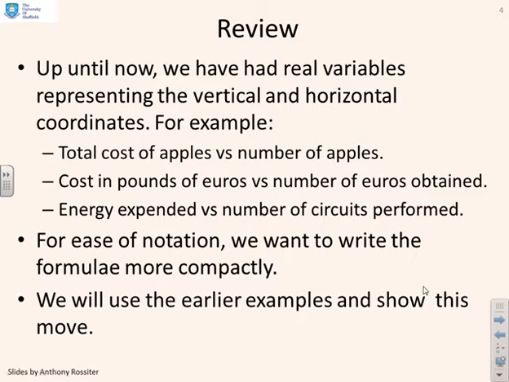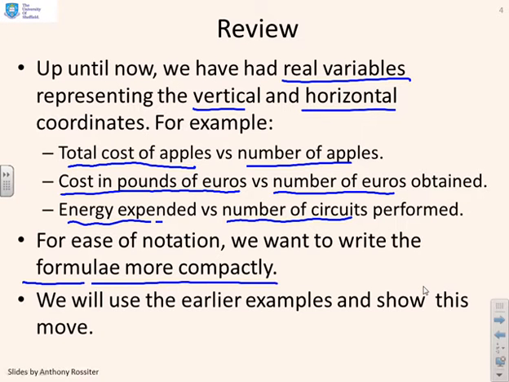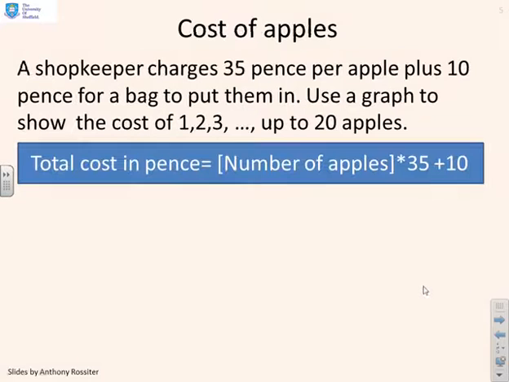So, up to now, we've used real variables for representing the vertical and horizontal coordinates. So we've done things like plot the total cost of apples versus the number of apples, or the cost in pounds of euros versus the number of euros obtained. Or we've looked at the energy expended versus the number of circuits performed. So you'll see real variables that represent real things. But in general, we want to write our formula much more compactly. We don't want to have to use such long words. So we're going to use the same examples as in the first two videos and show how we can actually make the formula more compact and therefore easier to deal with.